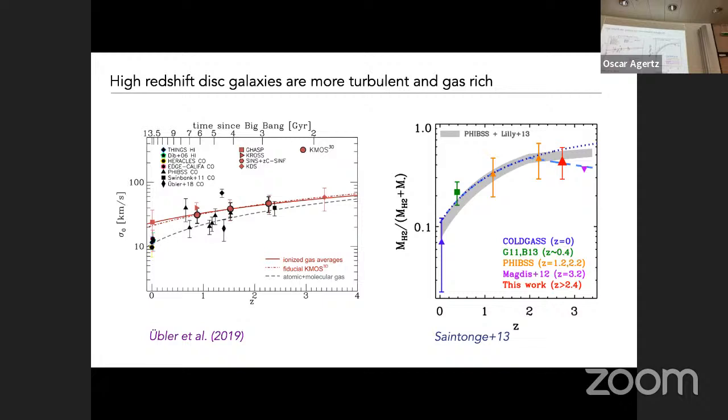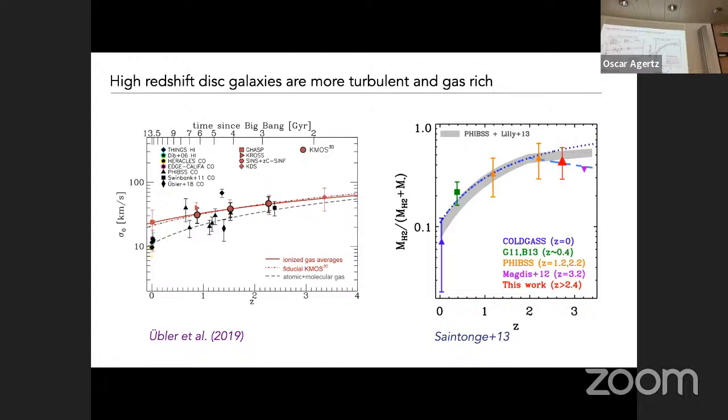They are also more gas-rich. This is Amélie Santonge's compilation from different surveys, showing that as they go to higher redshift, these galaxies are just much more gas-rich. We don't have a complete census of this yet. These are fairly biased in some sense. They're looking at more massive systems that they can see, but still there are these data that we have to confront our models with.